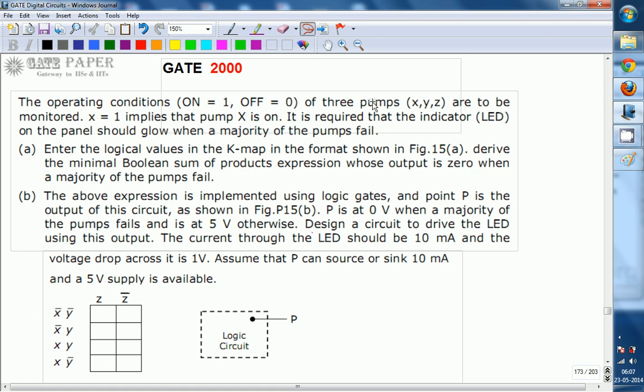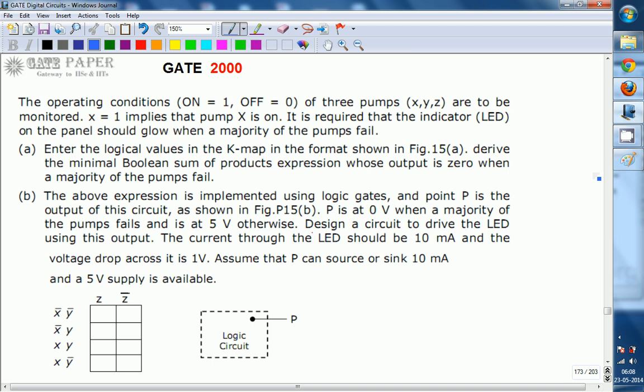Hello, we are discussing the GATE 2000 ECE paper, and the topic we are discussing is digital circuits. This is a 5 mark question that came in GATE 2000. The operating conditions of 3 pumps X, Y, Z are to be monitored.